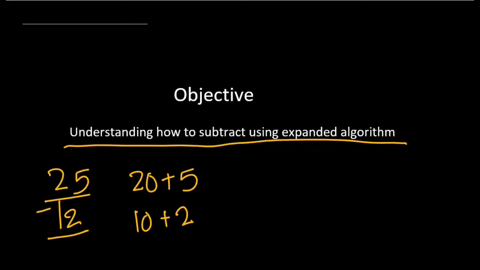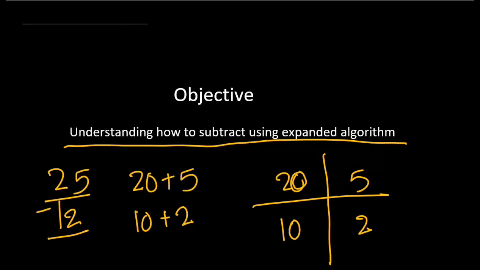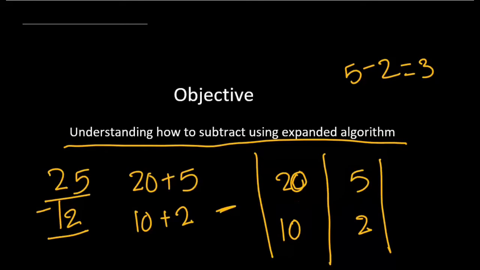And we just write this over here again, 20, but without the addition sign, 20 and 5, 10 and 2. Now we just draw lines between them like this. We draw these lines and we subtract. First, we subtract 5 minus 2. 5 minus 2 is equal to 3, and then we do 20 minus 10. 20 minus 10 is 10.